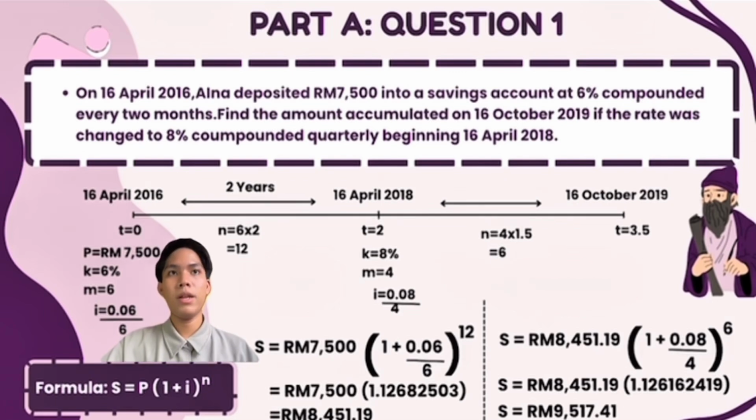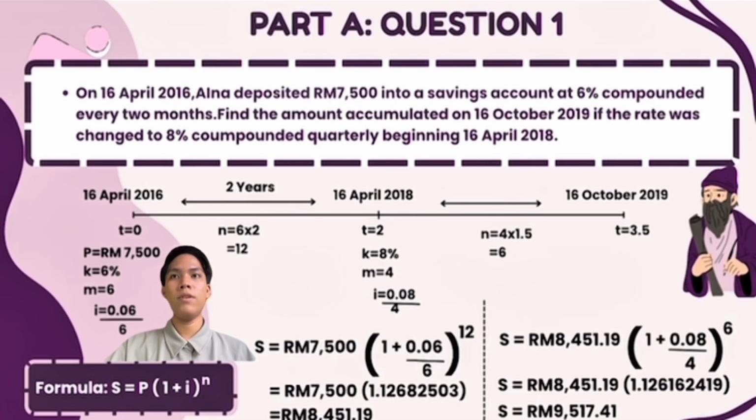Today I want to present part A, question 1. On 16 April 2016, I deposit RM 7,500 into a savings account at 6% compounded every 2 months. Find the amount accumulated on 16 October 2019 if the rate was changed to 8% compounded quarterly beginning 16 April 2018. The timeline: 16 April 2016 until 16 April 2018, 2 years. 16 April 2018 until 16 October 2019, 3.5 years.